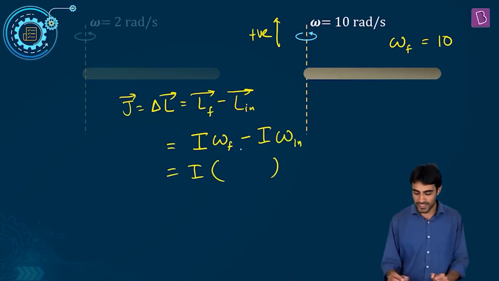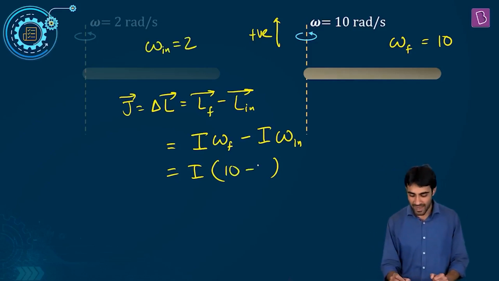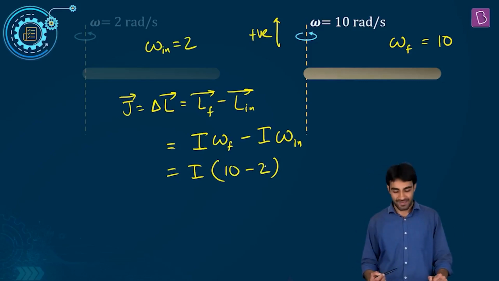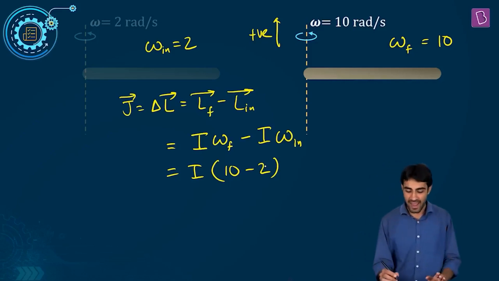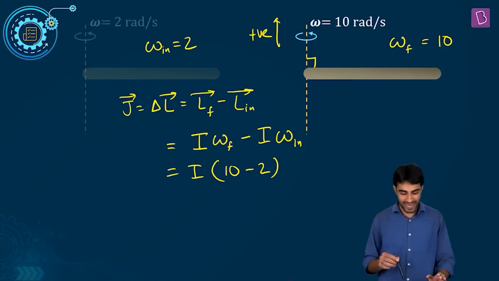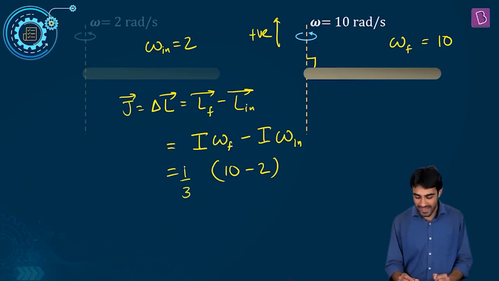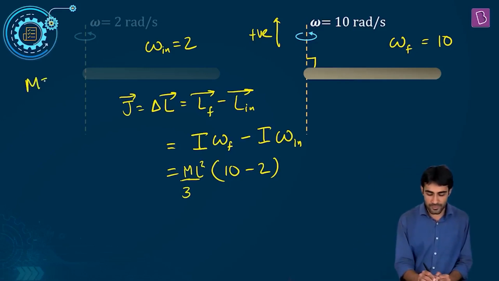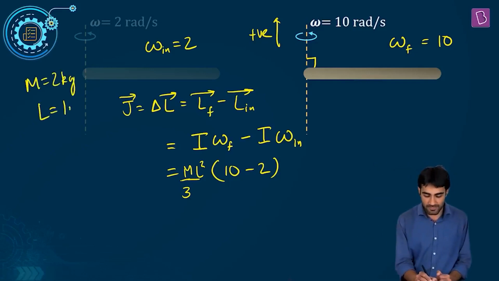What is the final angular velocity? It is 10. And what was the initial omega? It was 2. So 10 minus 2. And what is the moment of inertia about this axis? Come on, you can tell me. What is the moment of inertia of this rod about an axis passing through its end, and the axis is perpendicular to the rod? The moment of inertia is 1 by 3 ml square. What was the mass? Mass was given to be 2 kg. And what was L? L was given to be 1 meter.